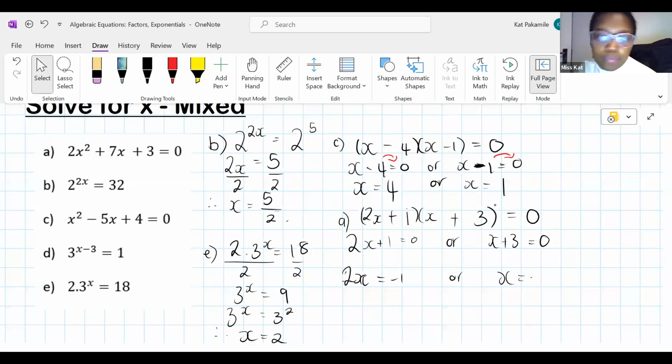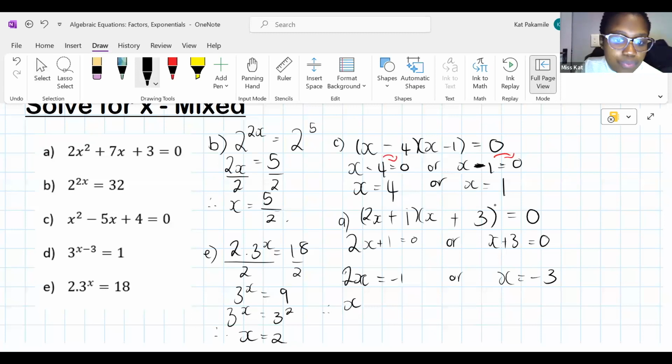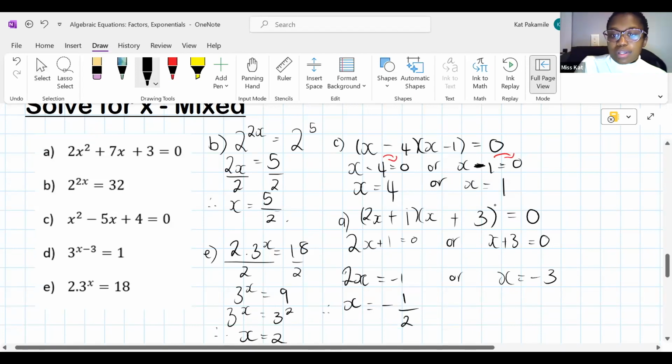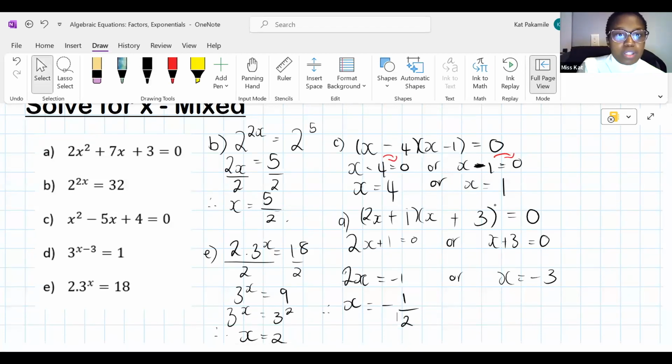And then, ma'am, we're not done because we still have to solve for x. So we're going to divide both sides by 2. Therefore, x is equal to negative half, or x is equal to negative 3. Thank you very much, Tammy. That was beautiful. Pleasure, ma'am.